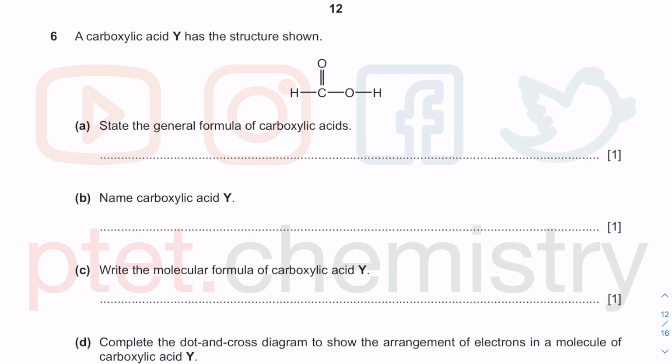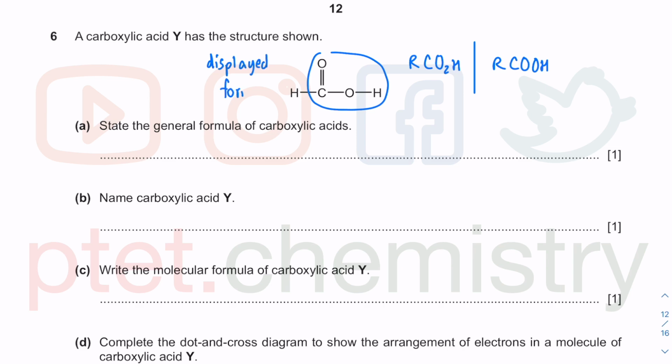Question 6, this is a carboxylic acid. A carboxylic acid has COOH, or you call it RCO2H. You can also call it RCOOH like this. What they have shown you is called a display formula. In the display formula, you show all the atoms as well as all the bonds, including the OH single covalent bond.